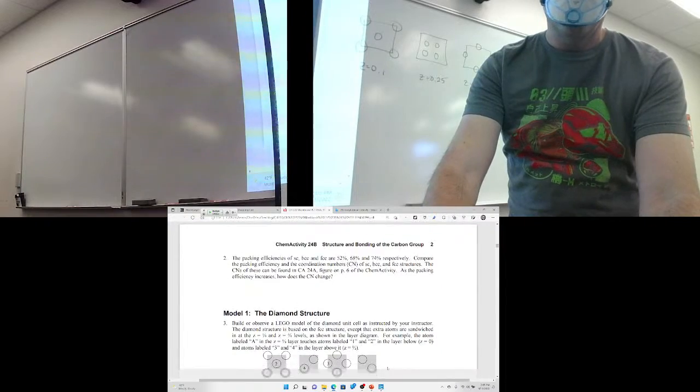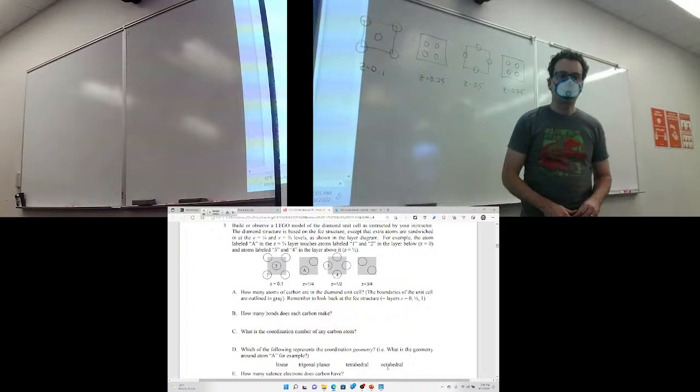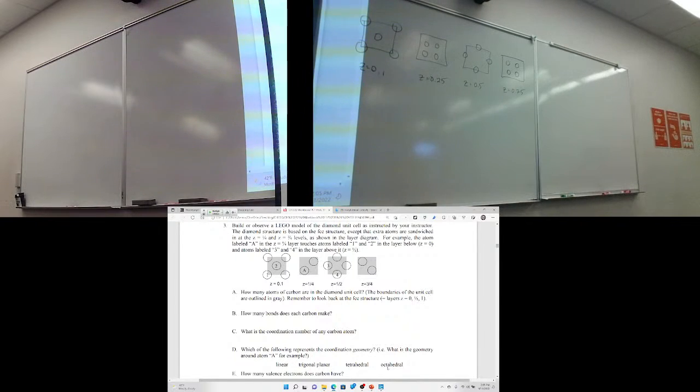Make sure this is clear. So yeah, these Lego models, these are of the diamond structure. It is every FCC position plus half the holes filled up. And you might have to share, sorry.